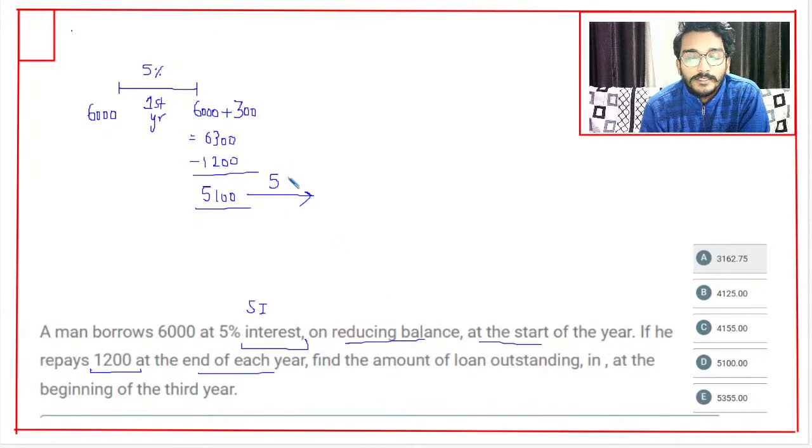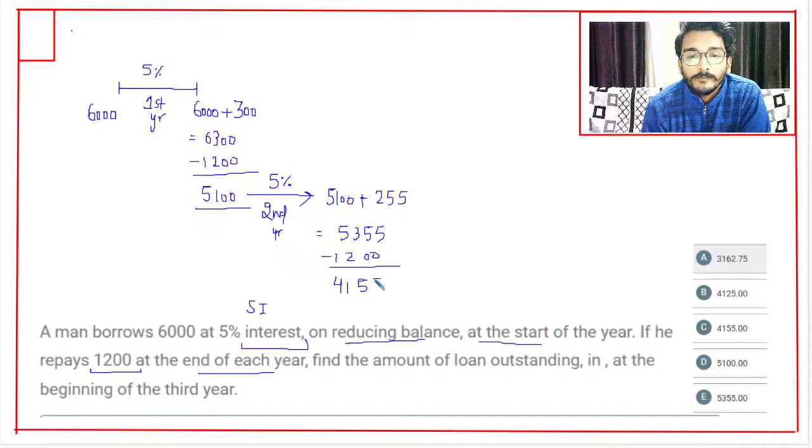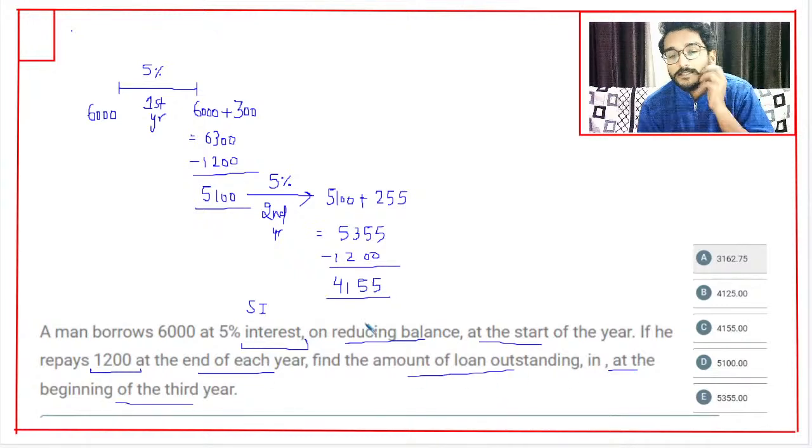Then for the next year, 5% is applied. So this is 5,100. This is for the second year. 10% is 510, so 5% would be how much? 255. So it would be 5355. And then 1200 is given. So it is 4155. This is the outstanding loan amount at the beginning of the third year. Since it was asked beginning, this is the answer.